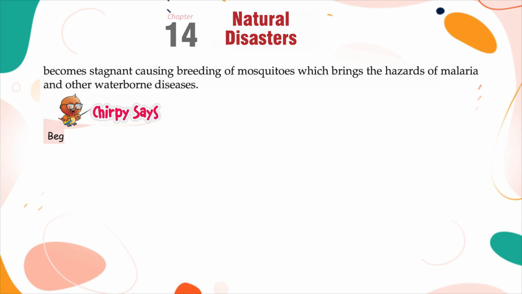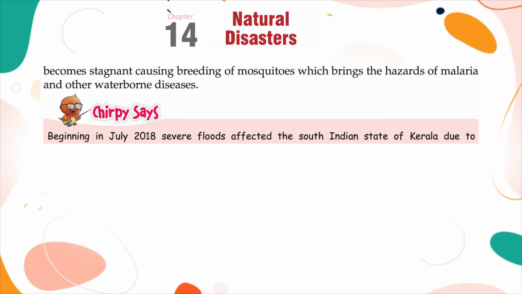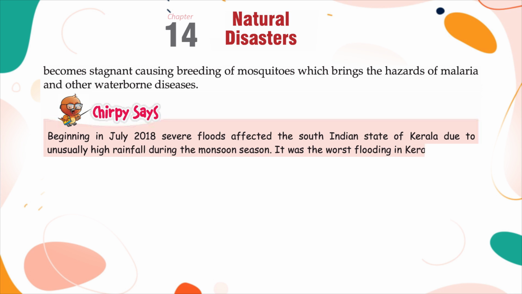Moreover, the water becomes stagnant, causing breeding of mosquitoes, which brings the hazards of malaria and other waterborne diseases. Chirpy says, beginning in July 2018, severe floods affected the South Indian state of Kerala due to unusually high rainfall during the monsoon season. It was the worst flooding in Kerala in nearly a century.